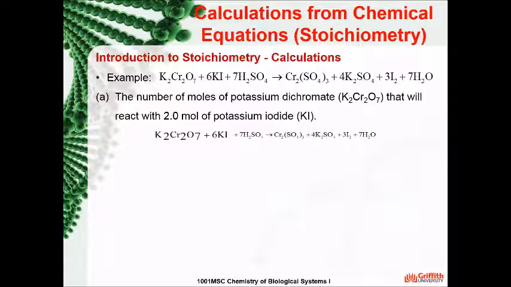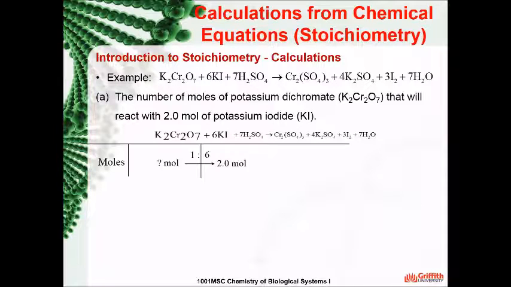Although the chemical reaction involves many molecules, we only need to focus on the 2 molecules, potassium dichromate and potassium iodide. To solve this question, let's draw the table, and we'll write the ratio 1:6. We have 2 moles of KI, so 2 times what we want, which is the potassium dichromate, over what we have, the potassium iodide, gives 0.33 moles.